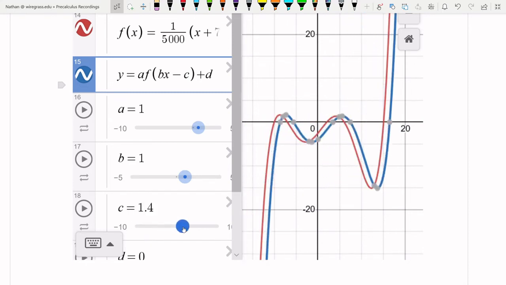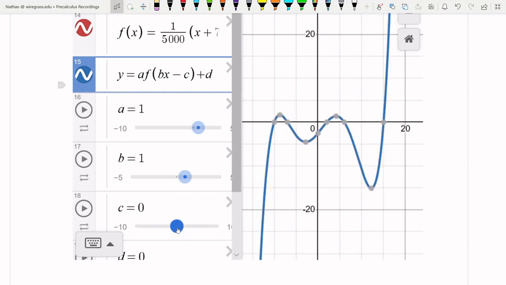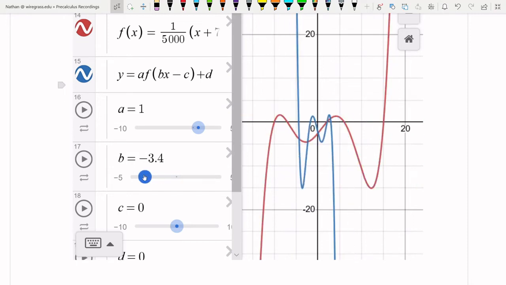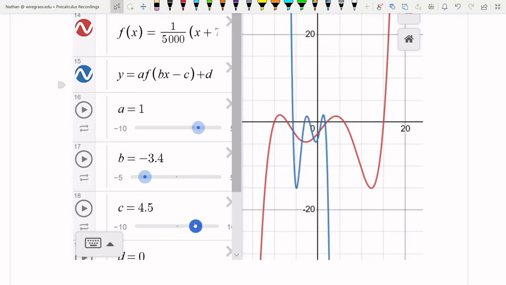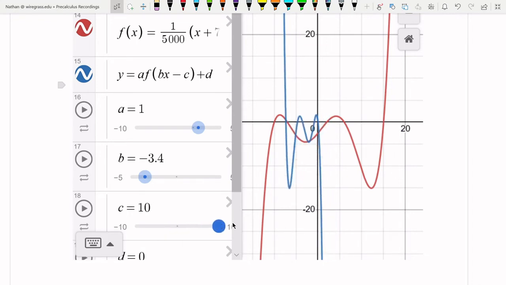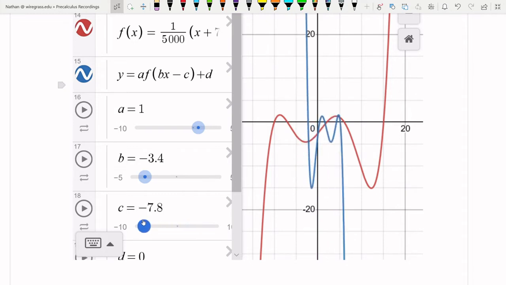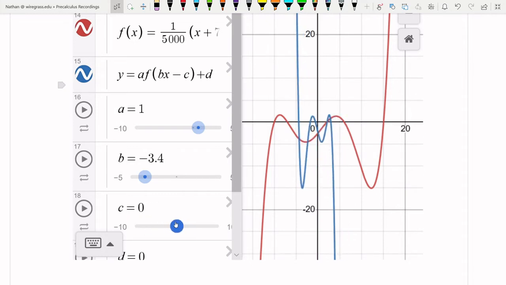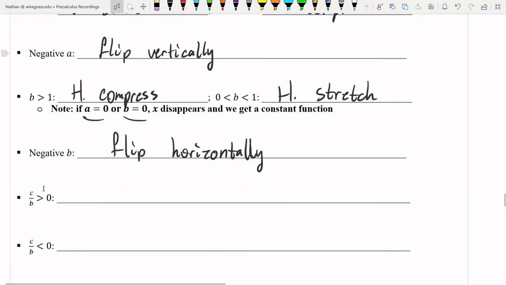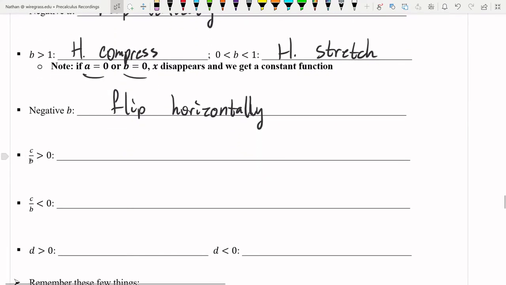Now, that only happens because, let me put it back at 0, that only happens because B is positive. If B is negative, for instance, I'm just going to make it negative, something bigger like that. If I increase this now, you can see that it's being shifted to the left. And then if I make it negative, it gets shifted to the right. And the interaction really depends upon this fraction here, C over B.